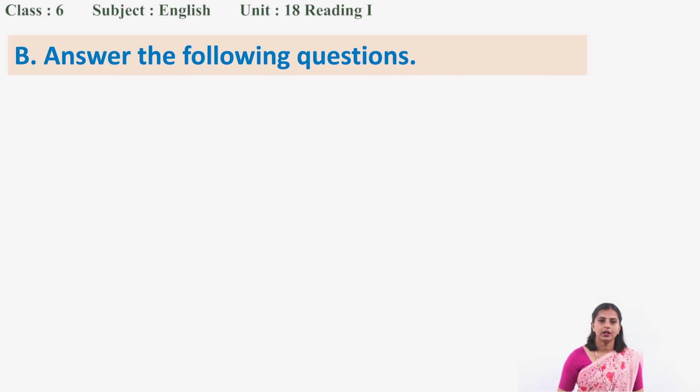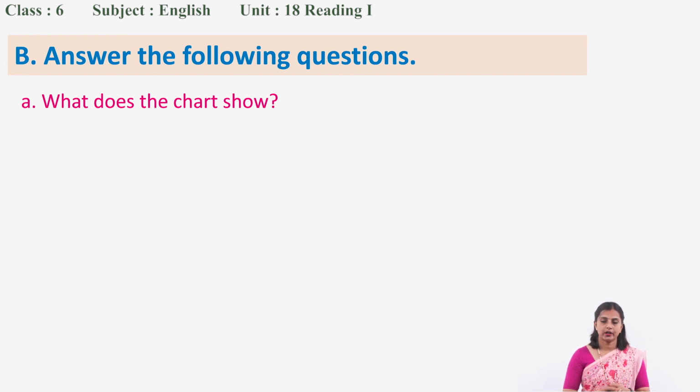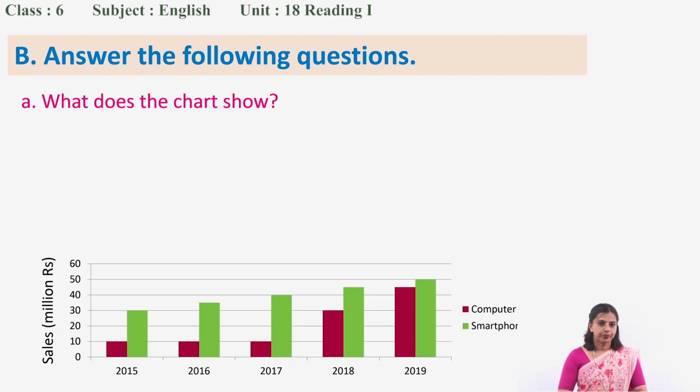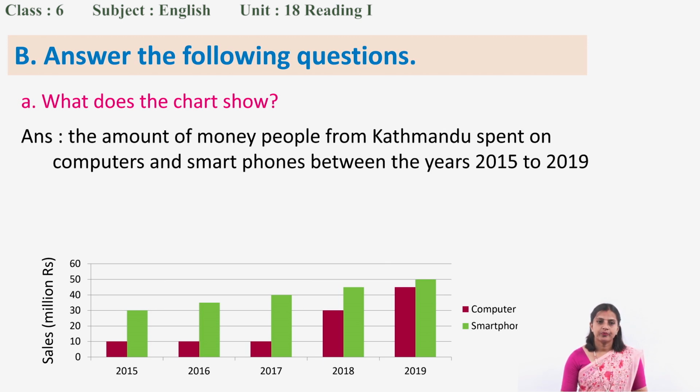What is given in exercise B? Answer the following questions. There are certain questions in your book. Now you need to answer them by looking at the information in the chart. The first question is: what does the chart show? Tell me. Yes, the chart shows the amount of money people from Kathmandu spent on computers and smartphones between the years 2015 to 2019. So you should write this answer in a complete sentence.